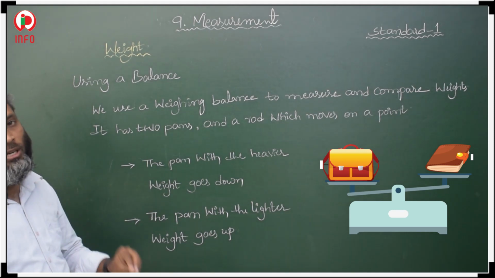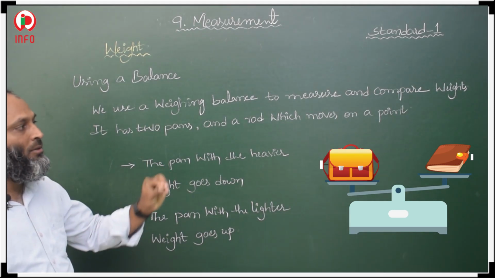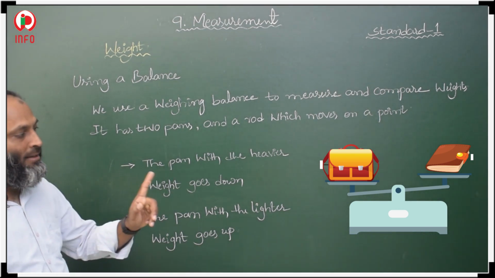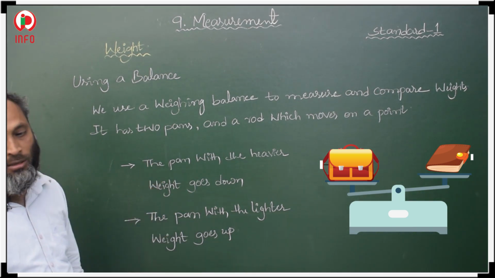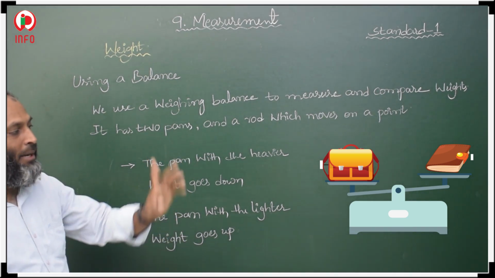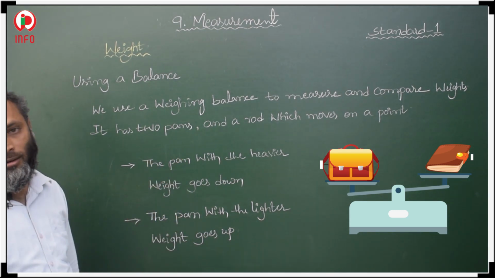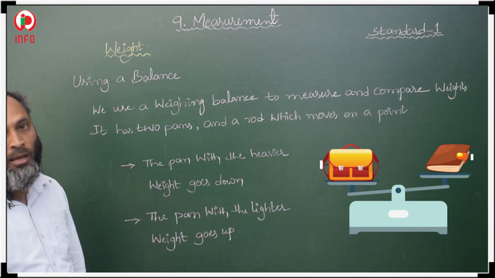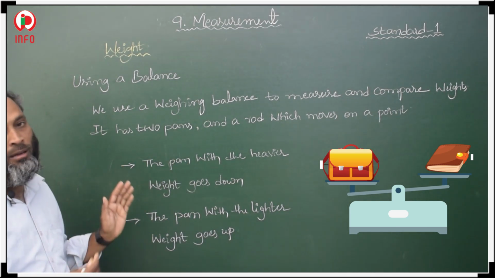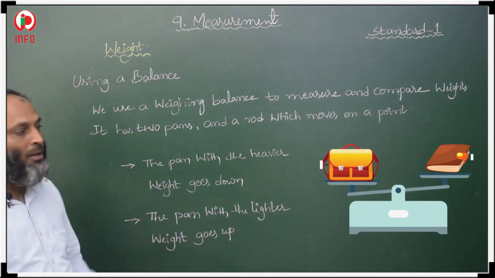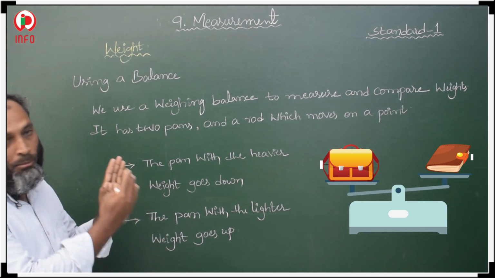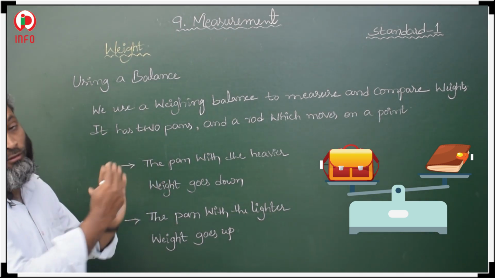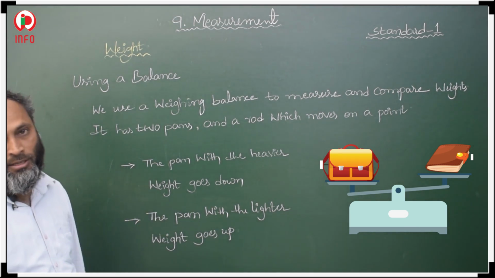Then how to measure objects using the weighing machine? See here in the weighing machine what is given. In one pan a school bag is there, and in the other pan a book is there. On one pan we kept a book, and on the other pan we kept a bag. If we compare book and bag, the bag weight is heavier than the book weight. It means the book is lighter.